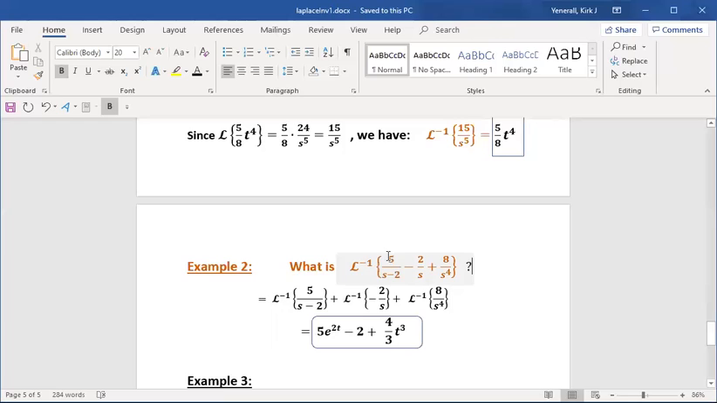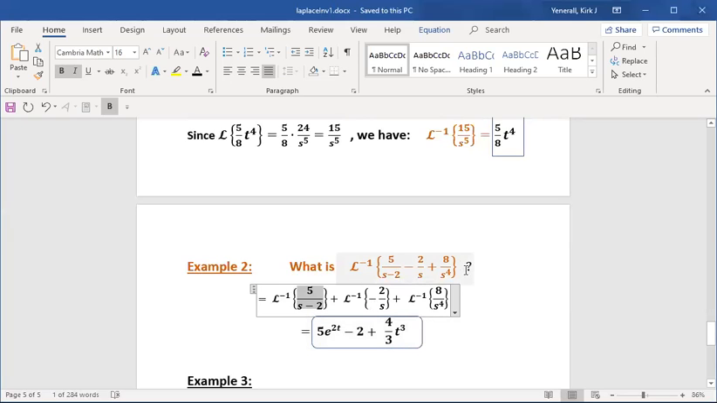So what are the inverse transforms of 5 over s minus 2, of negative 2 over s, and 8 over s to the fourth? Well, the first piece, 5 over s minus 2, we should recognize immediately as coming from an exponential, specifically from e to the 2t. But by linearity, it is the transform of 5 times e to the 2t. So the inverse transform of 5 over s minus 2 is 5 times e to the 2t. What about our next piece? We have negative 2 over s. Well, that's negative 2 times 1 over s, and 1 over s is the transform of 1. So we recognize that the inverse transform of negative 2 over s is just the number negative 2.